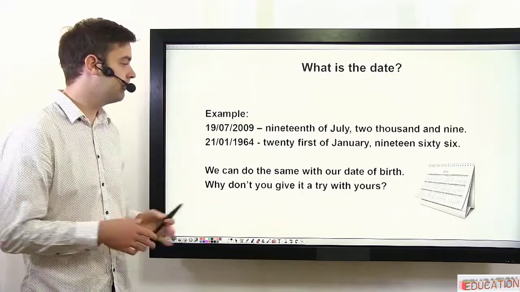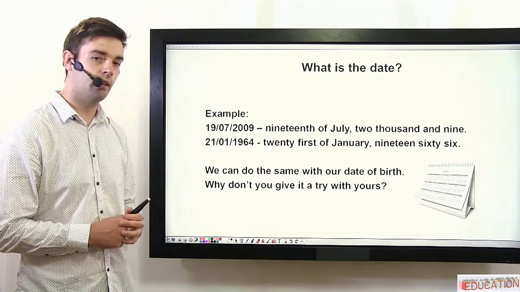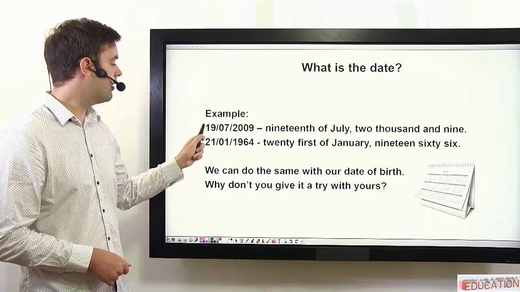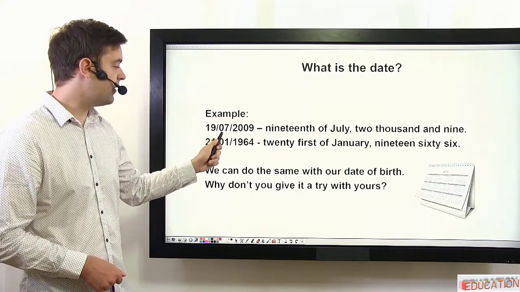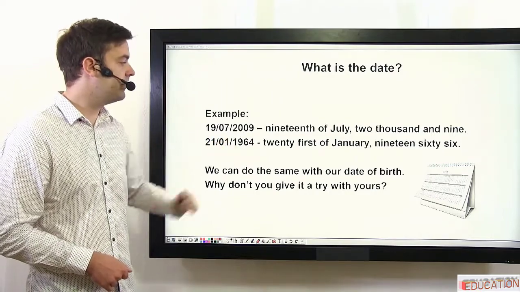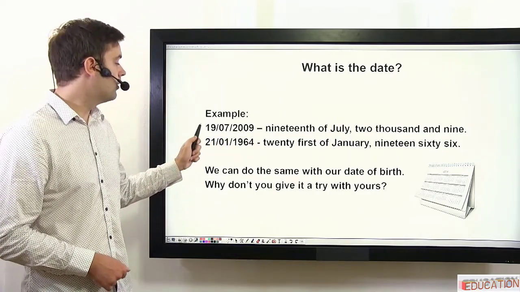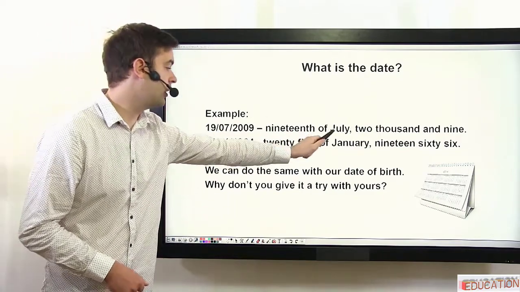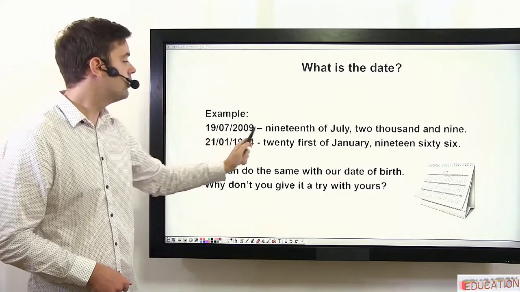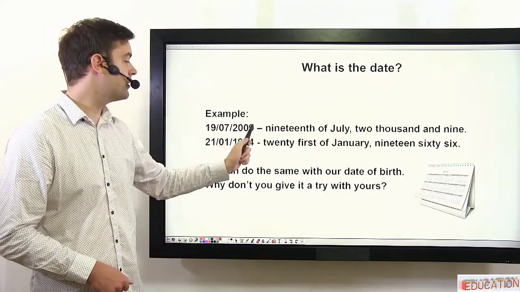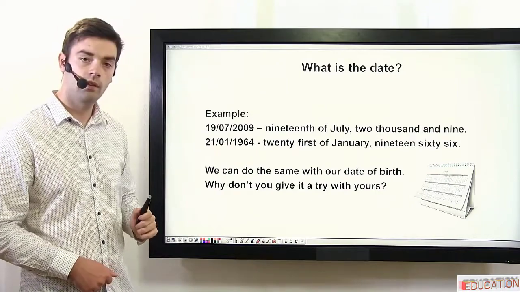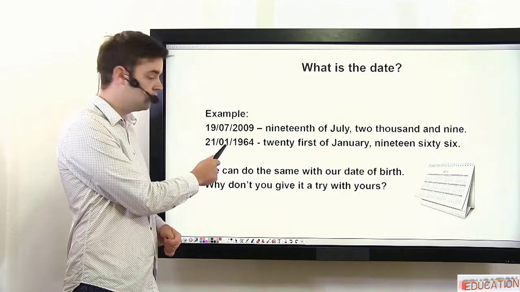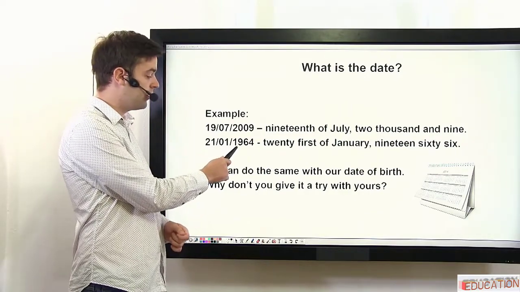So what is the date? Let's have a look at these dates and try and work out how to pronounce them. Here, we start off with the number 19, then the number 7, and then the number 2009. So, here we have the 19th of July, 2009. For the second one, we have 21, we have 1, and we've got 1966.